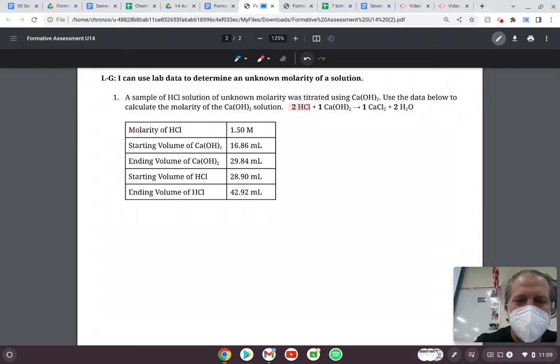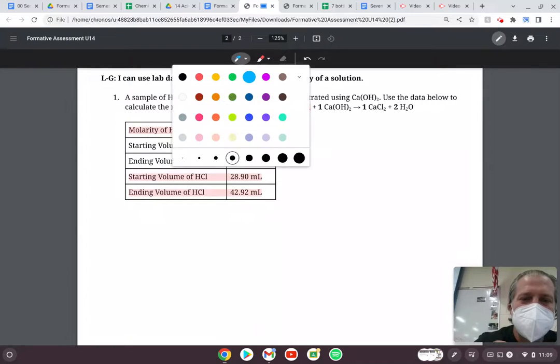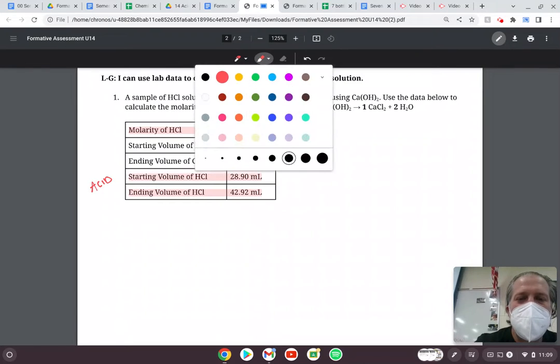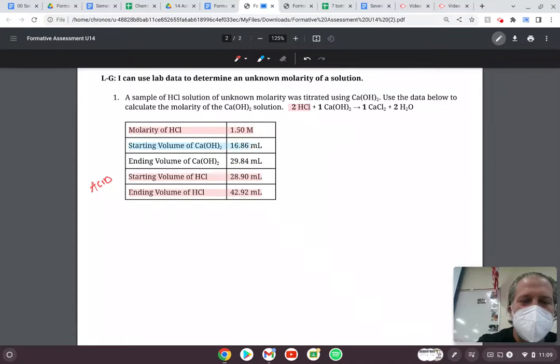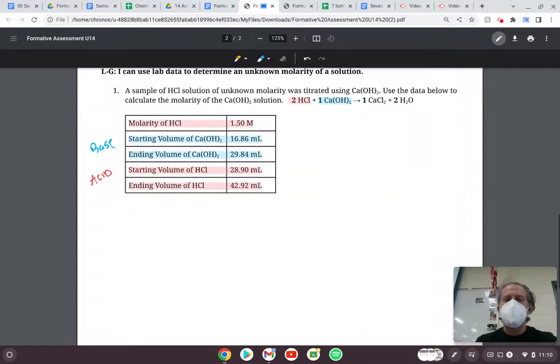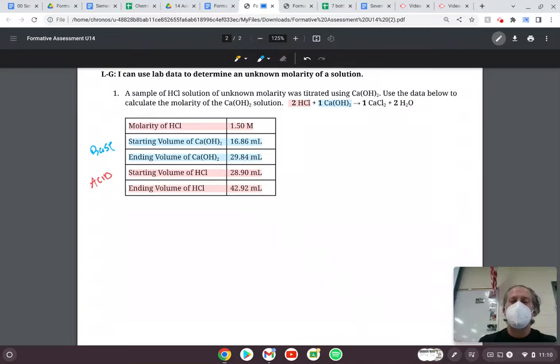In our data table, we have the molarity of the acid, a starting volume of the acid, and an ending volume of the acid. So that's our acid information. We also have a base, which in this case is CaOH2, calcium hydroxide. So this is our base information that we collected. This style problem is very similar to the last one, except there's one added step, and that added step is calculating the volume used.